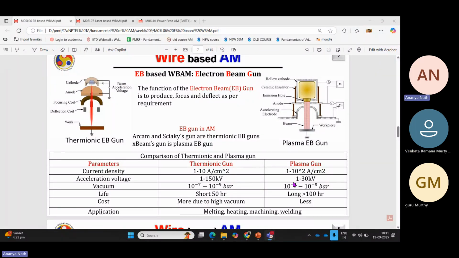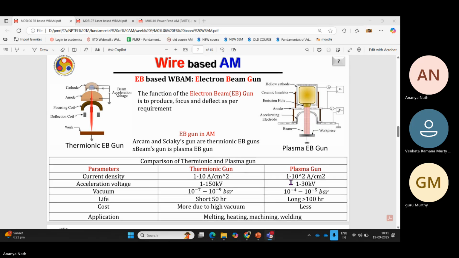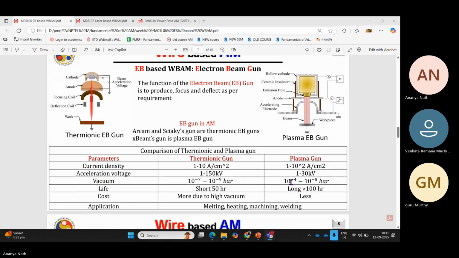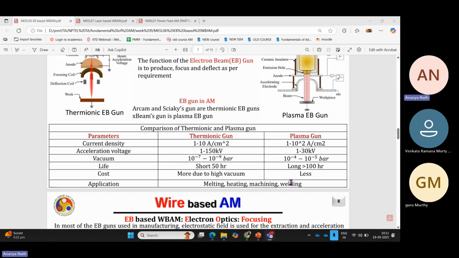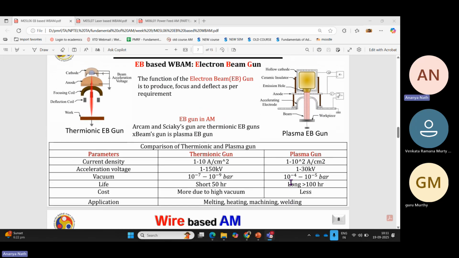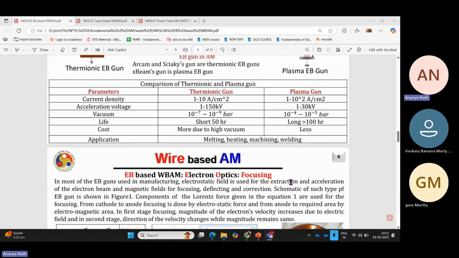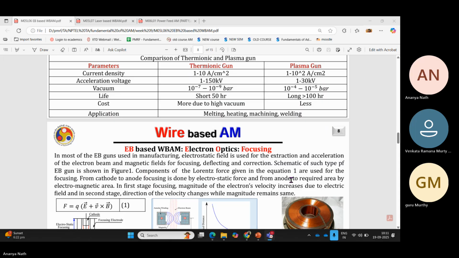Let me know when it comes. Okay. I've already shared my slide and I'm on the 7th page of the EB-based WAAM process.